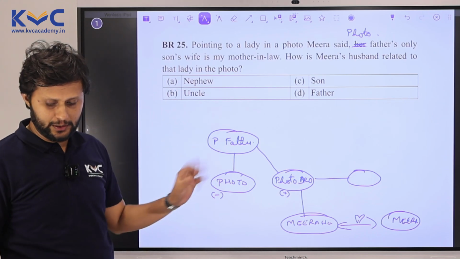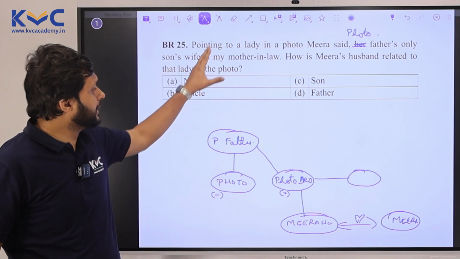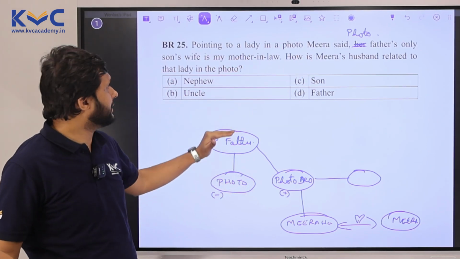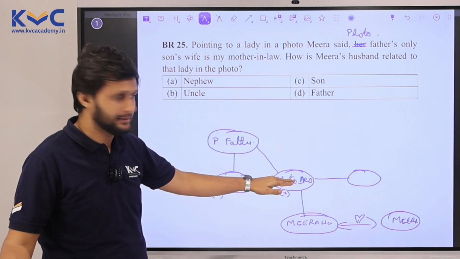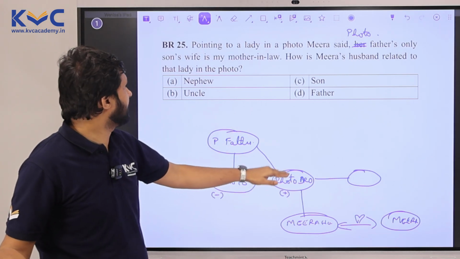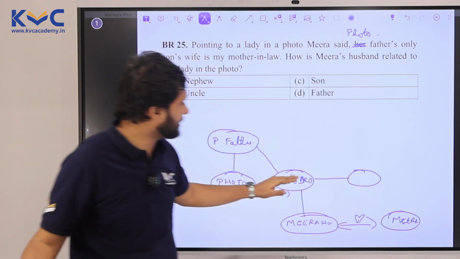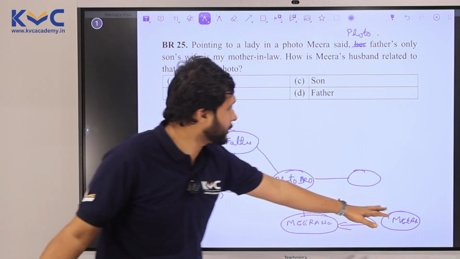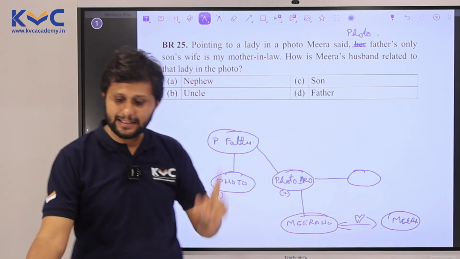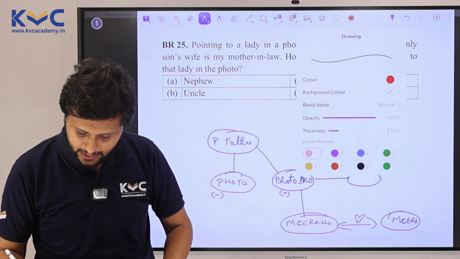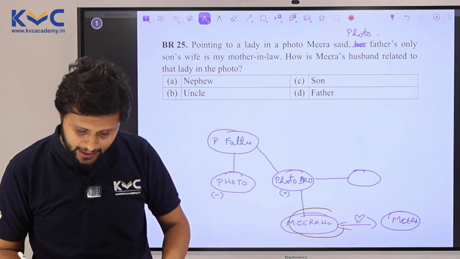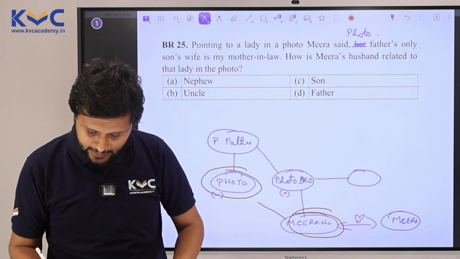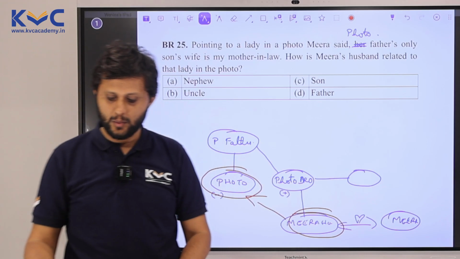Now let's try to get this right again, pointing to the lady in the photo. So the photo is over here. Photo's father, only son. Daughter, son. Son's wife is my mother-in-law. So this is father-in-law. Father-in-law means son's father. So Meera is over here. Question is, how is Meera's husband related to the lady in the photo? So the connection from here to here, what is it?